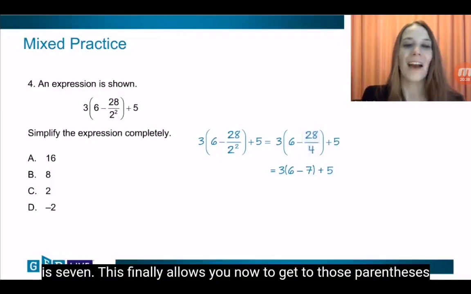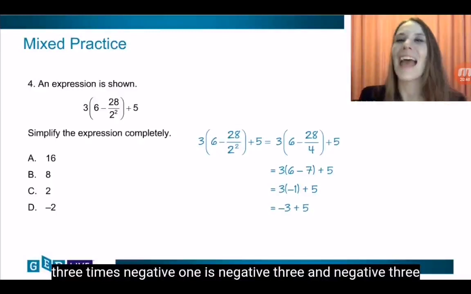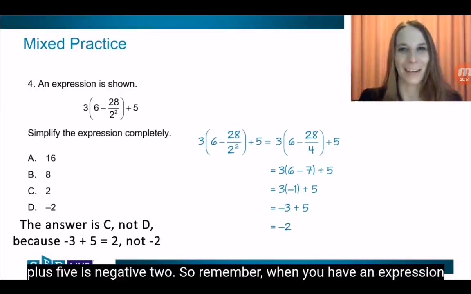This finally allows you now to get to those parentheses. So 6 minus 7 is -1. Now you can multiply. 3 times -1 is -3, and -3 plus 5 is -2.